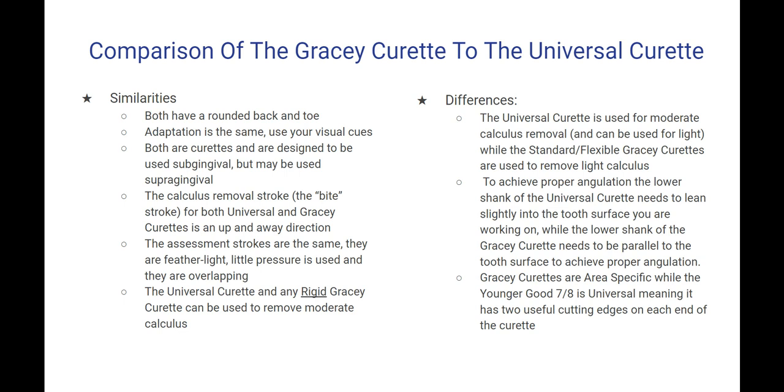To achieve proper angulation, the lower shank of the universal curette needs to lean slightly into the tooth surface you are working on, while the lower shank of the Gracey curette needs to be parallel to the tooth surface to achieve proper angulation. Gracey curettes are area specific, while the Younger-Good 7-8 is universal, meaning it has 2 useful cutting edges on each end of the curette and can be used throughout the mouth.